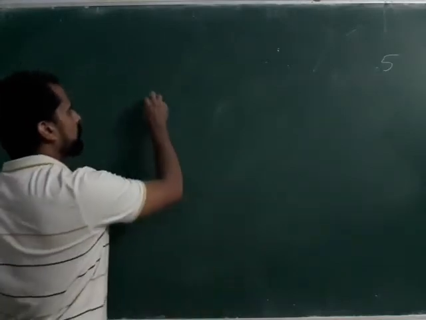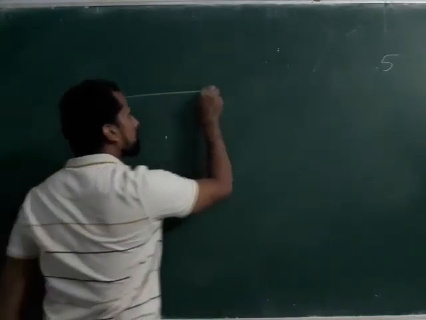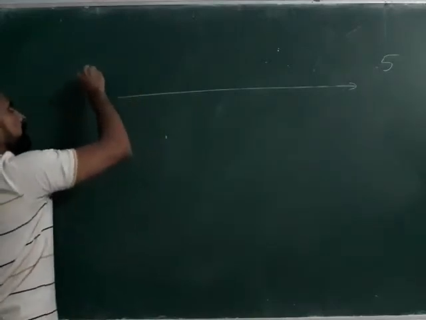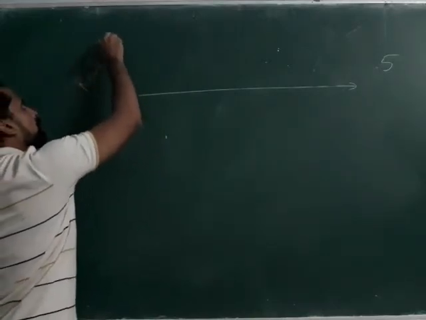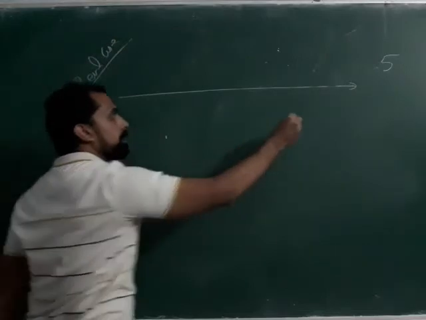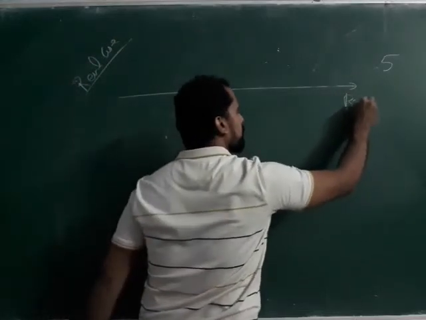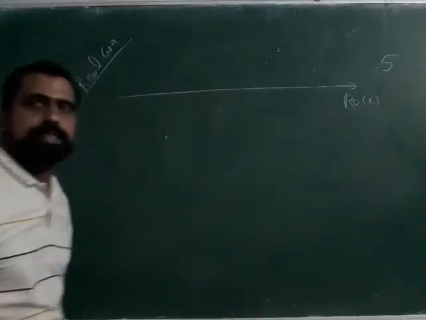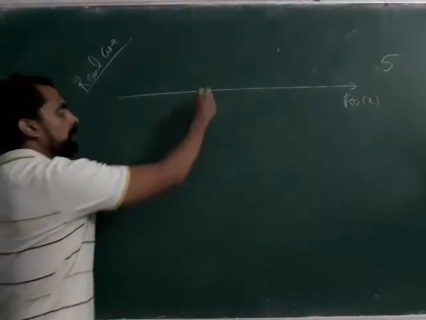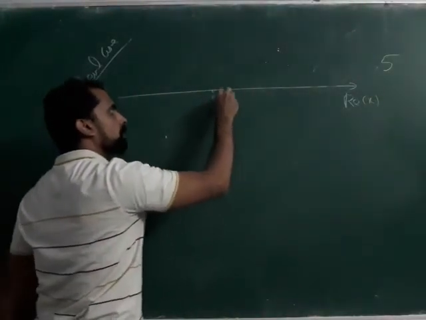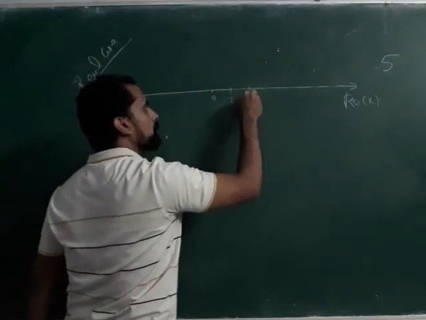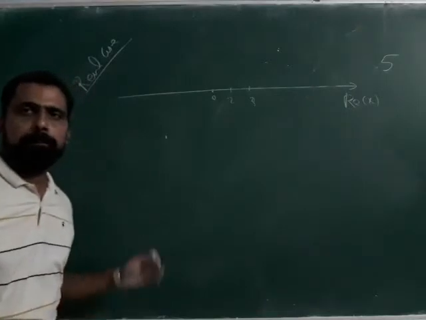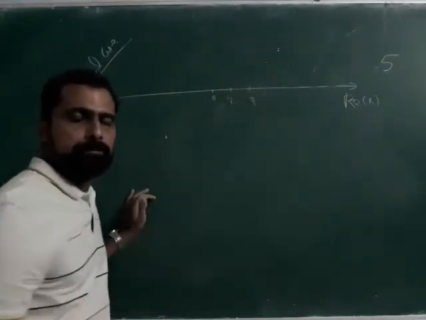Okay? So in the case of a real axis, this is your real axis. Okay? So here is the x, and we have generally 0, 1, 2, 3, etc. It goes like that up to infinity.